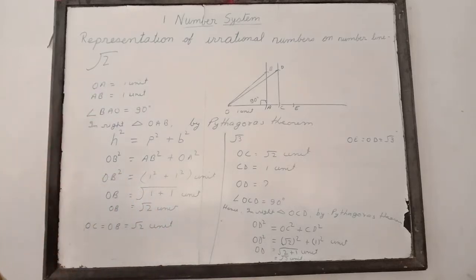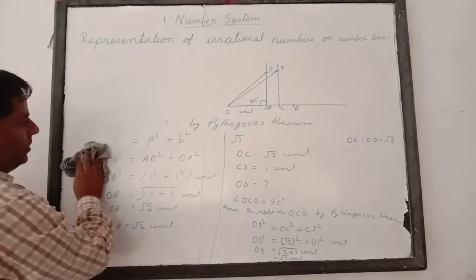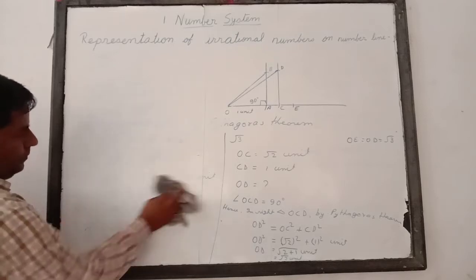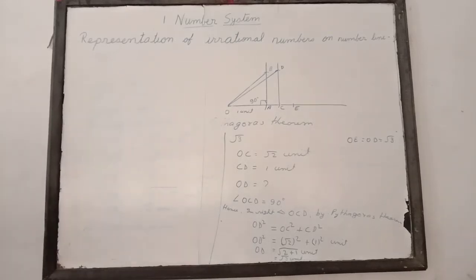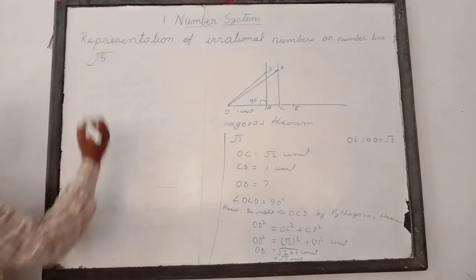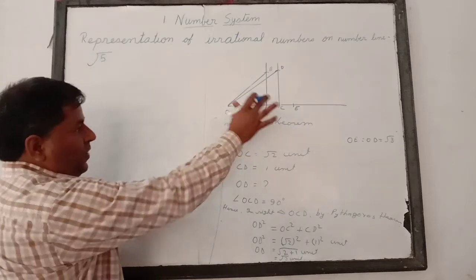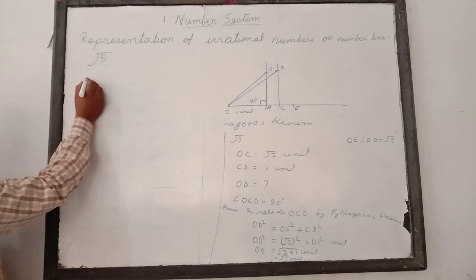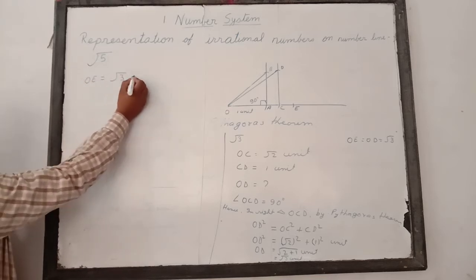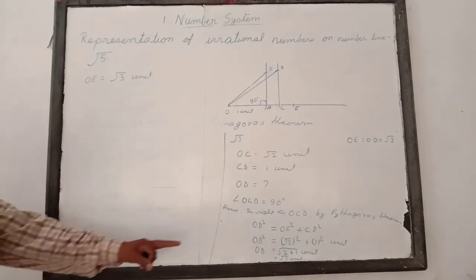We will take one more example. We will now represent root 5 on the number line. So next we have to represent what? Which number? Under root 5 on the number line. Just see here what we have done till now. We have taken OE, and what is the measurement of OE? So OE is equal to under root 3 unit. Okay. Now we have root 2 unit also.